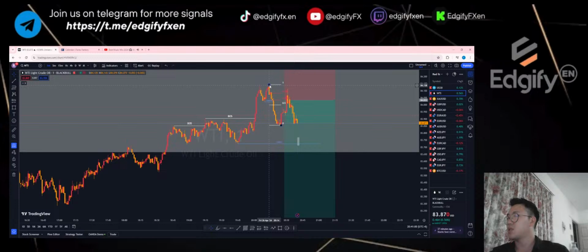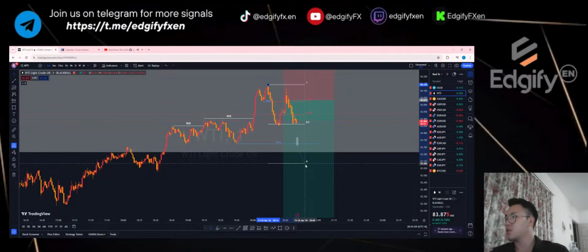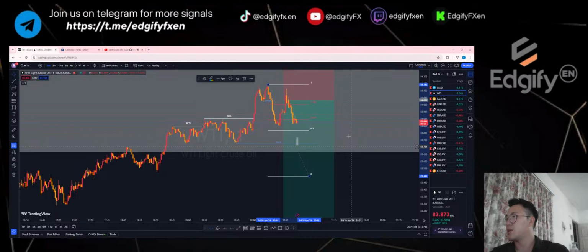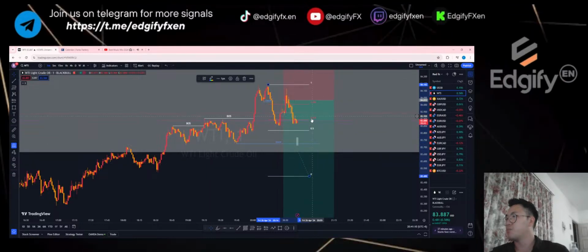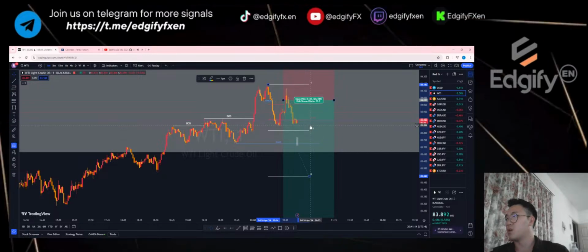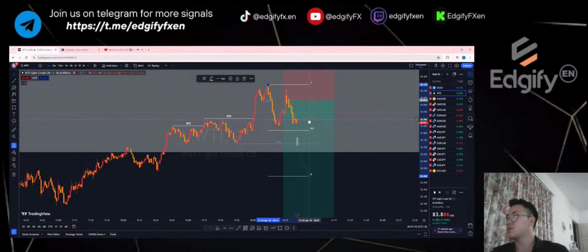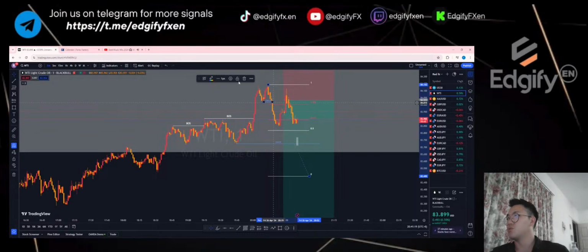What you do is get your fib from this high and trail it. However far it goes, you just trail. And when you see a retracement happening, you can put your entry on the 618 or the 0.5, whichever you want. For me, like I've said always, I prefer the 618. So that's what I will do.